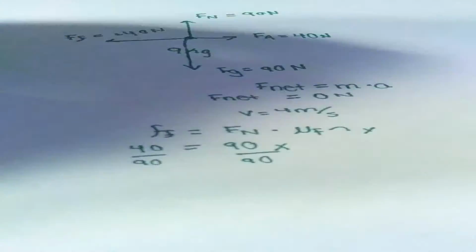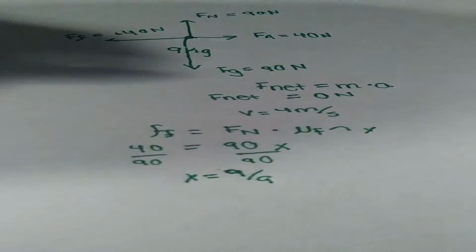Well, how do we solve for x? Well, we simply divide this by 90. When you simplify, you get that x is equal to 4 over 9, which is simplified to 0.44.